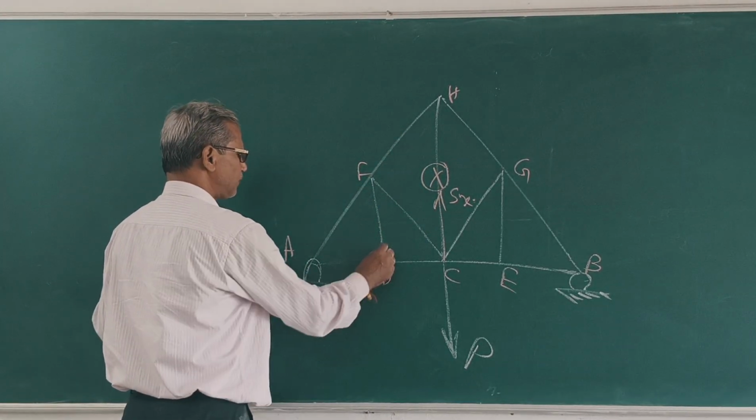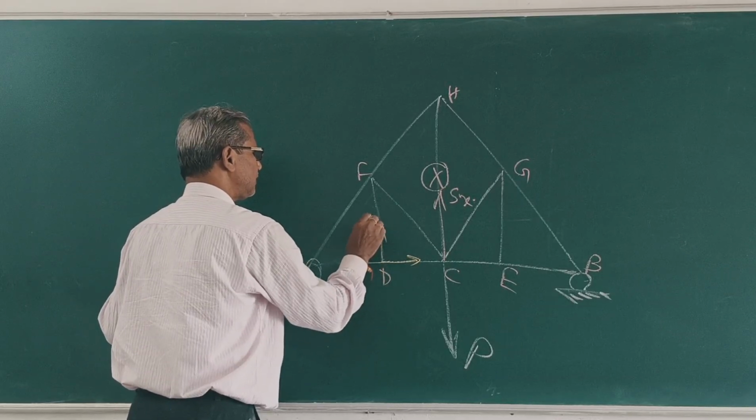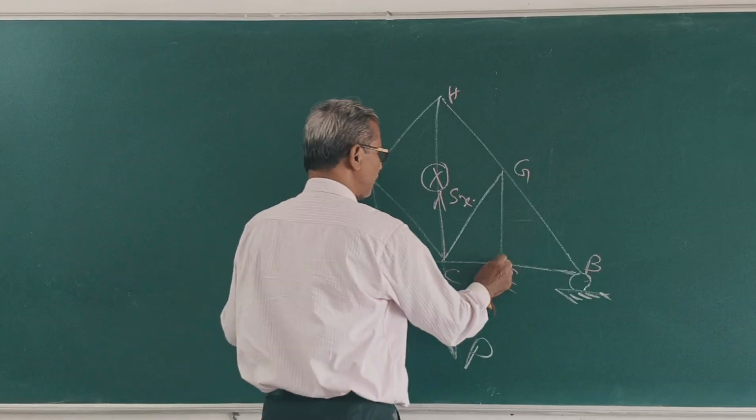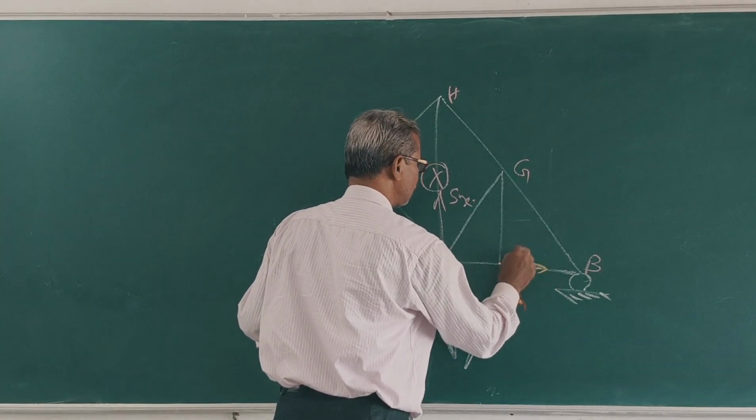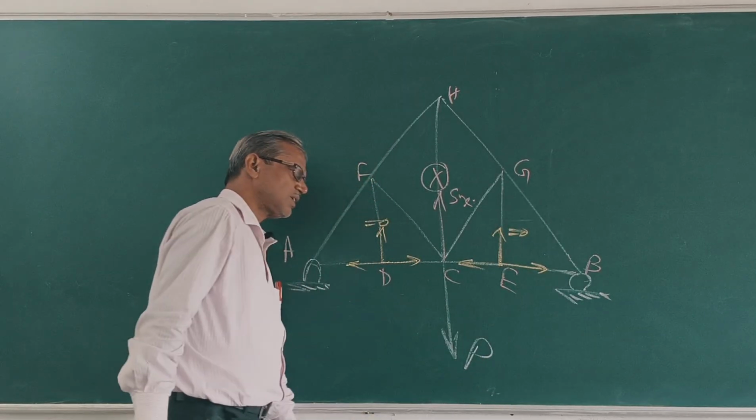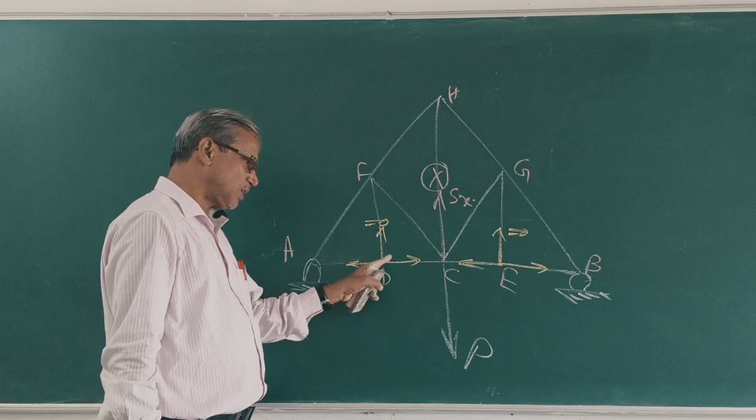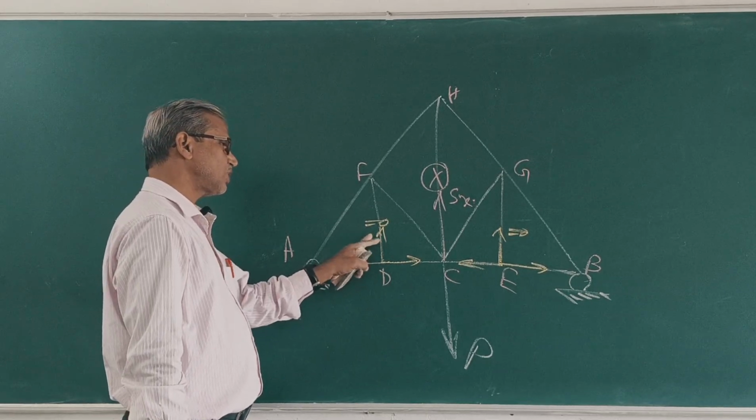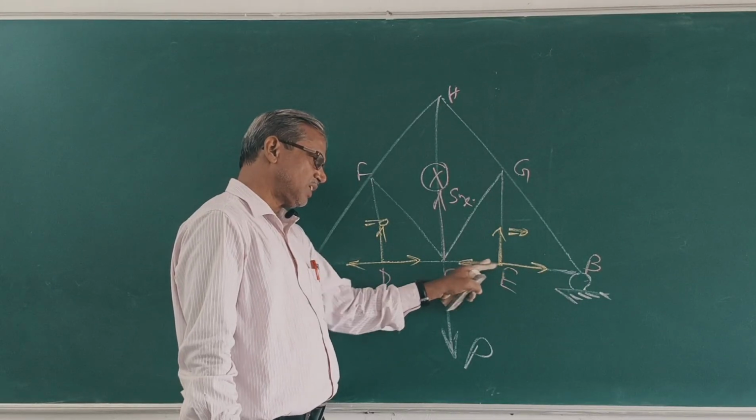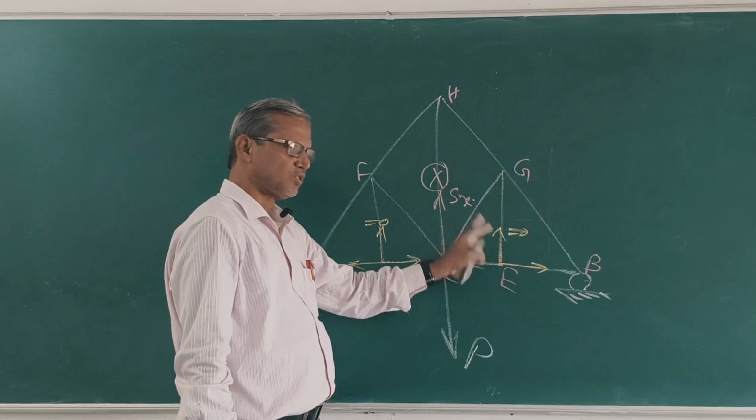Now at point D, this is force, this is force, this is zero. Clear? Because the two forces are collinear and there is no load at point D, this force is zero. Similarly, at point E also, these two forces are collinear, no load at point E, so this force is zero. Clear?